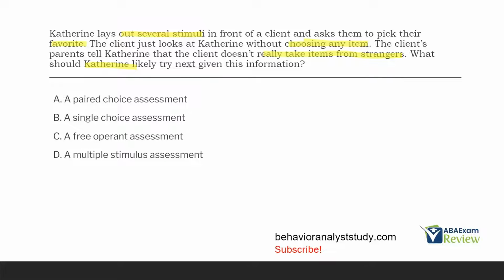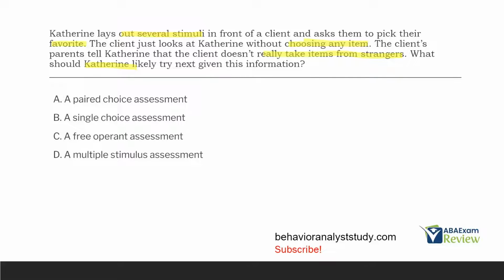Because your job as an analyst is to figure out, okay, what is my best strategy? You don't get committed to any one strategy. You don't get committed to one intervention. You adjust as needed. So what is Catherine likely to try next? A paired choice assessment. Well, if we know the client doesn't take items from strangers, a paired choice is going to be tough because a paired choice specifically requires you to take an item. We present 2 items at a time and you're supposed to choose an item. Paired choice is not going to be very effective.